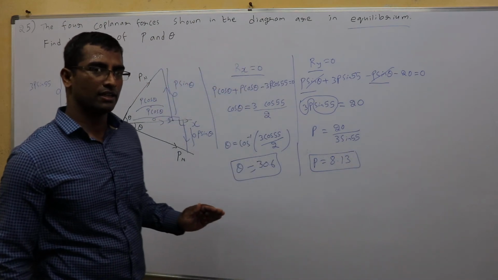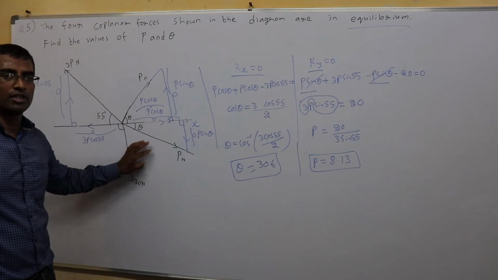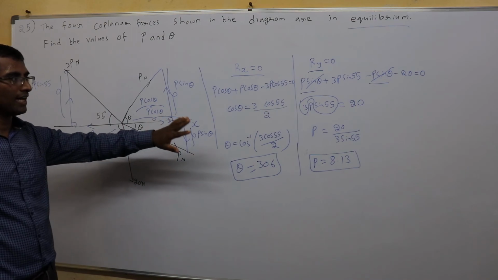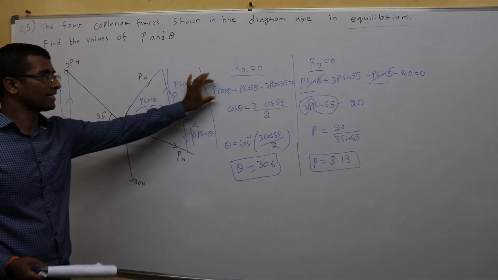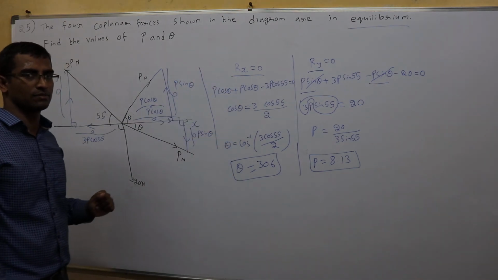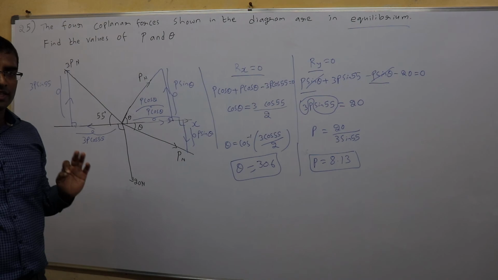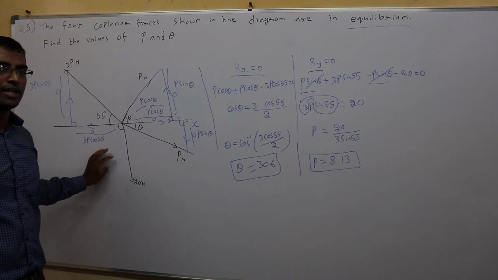Is it clear? If you resolve it correctly, you get the answer correct. If these two lines are correct, the Rx and Ry sum is easier. Everything is depending on the diagram, how you are resolving it.